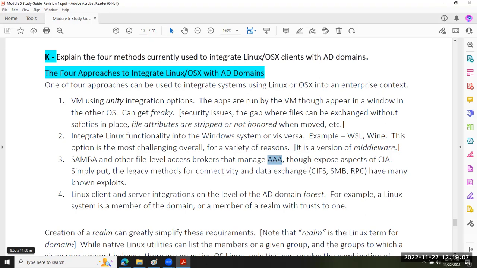Authentication, access, and auditing, something like that, right? So this is an important section because it talks about the current methods used to integrate Linux file systems with Windows file systems with Mac file systems.